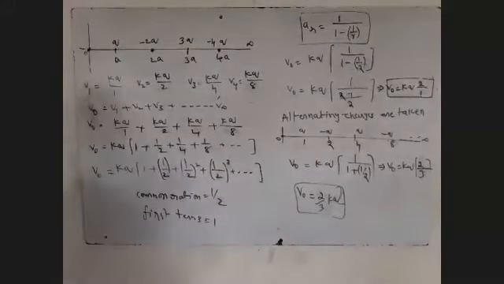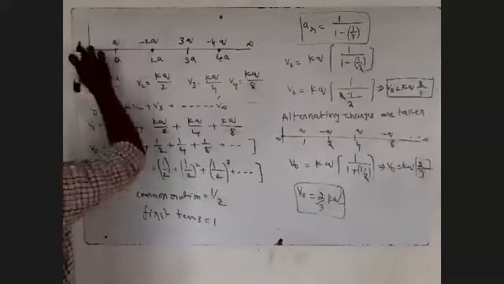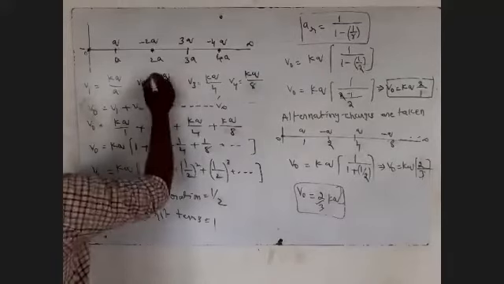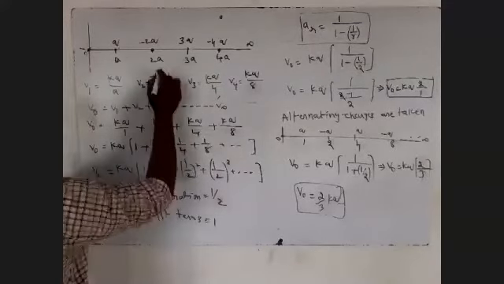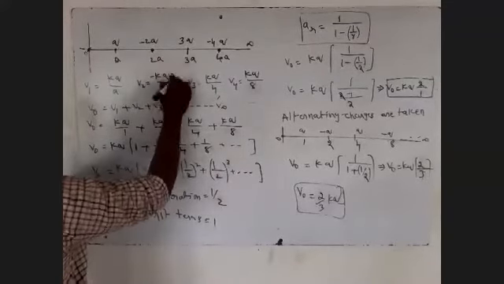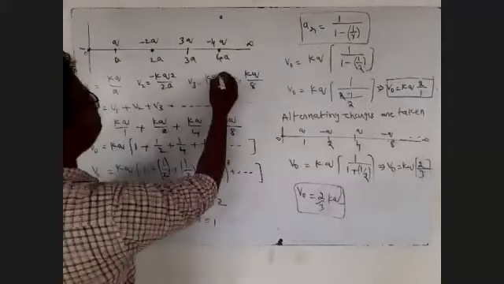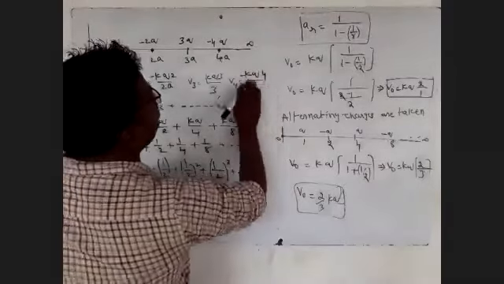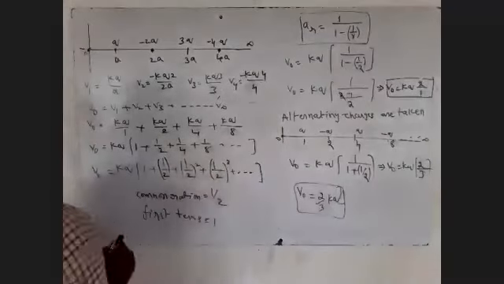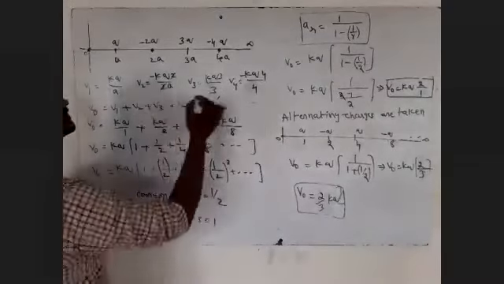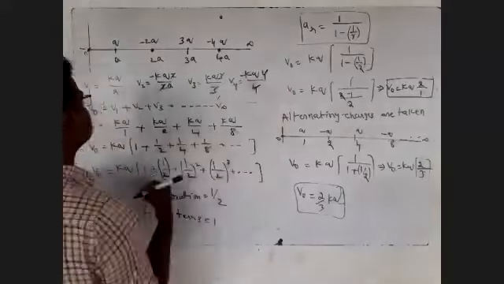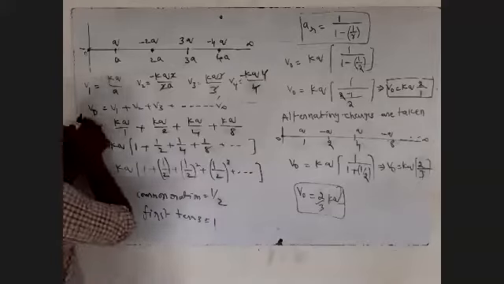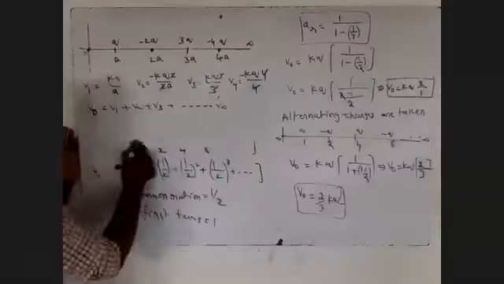Now, how can we take this? This is kq by a, then minus 2q by 2a, then 3q by 3a, minus 4q by 4a. You see, the 2 cancel each other, the 3 cancel each other, the 4 cancel each other.